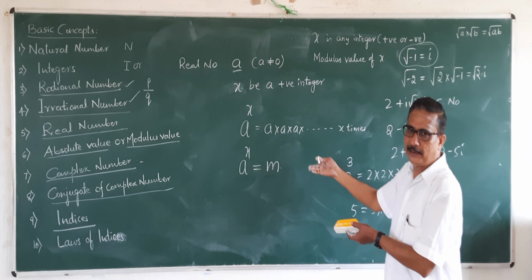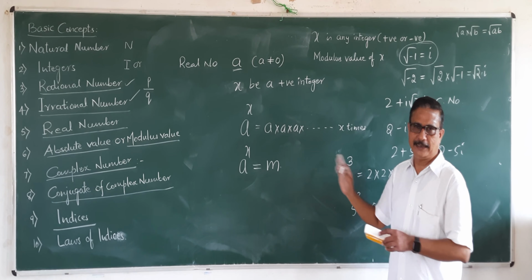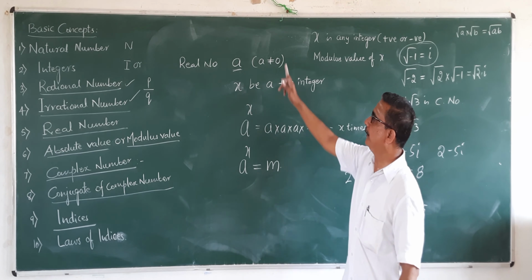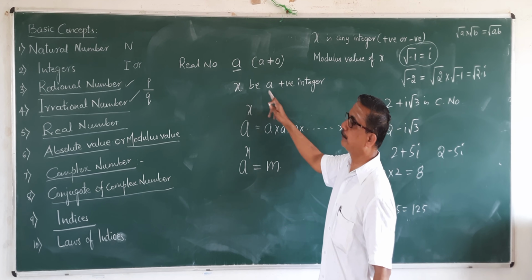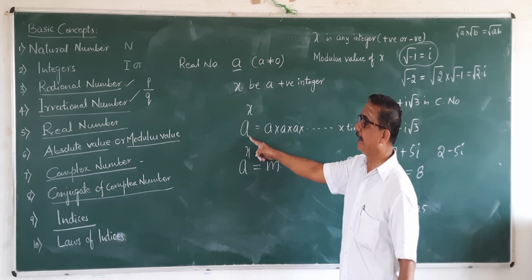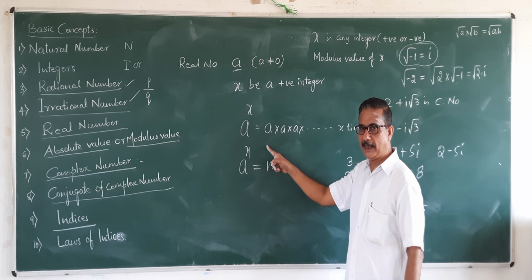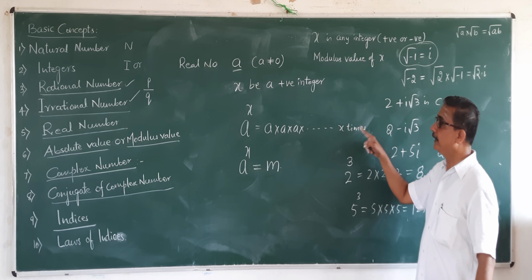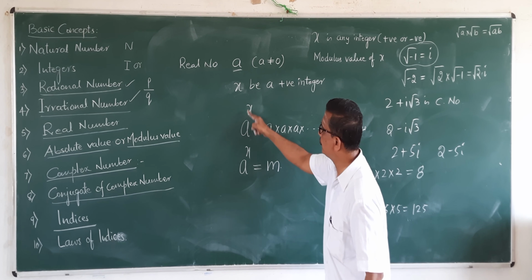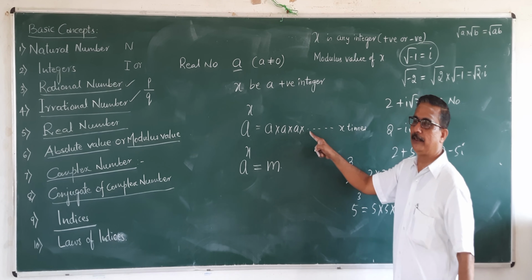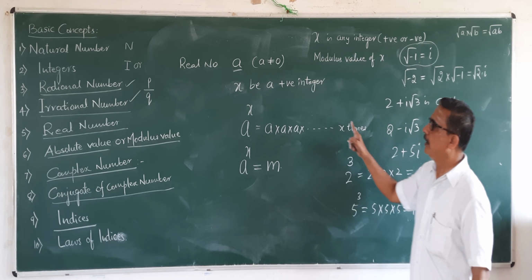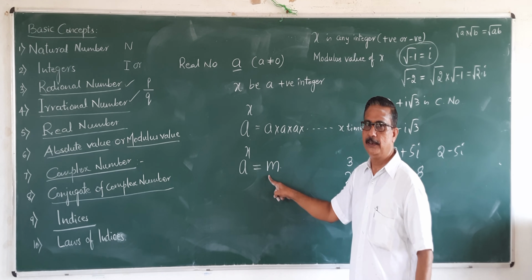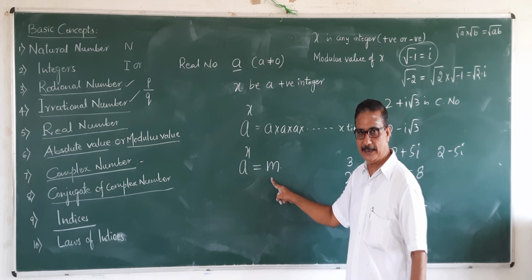Because there is no particular number here, we take the general m. Okay, so a is a non-zero real number, a should not be 0, and x is a positive integer. Then a power x is defined as a into a into a and so on, x times. If we take p, then a into a and so on up to p times. After multiplication, a value must come. That value should be, in general, m.